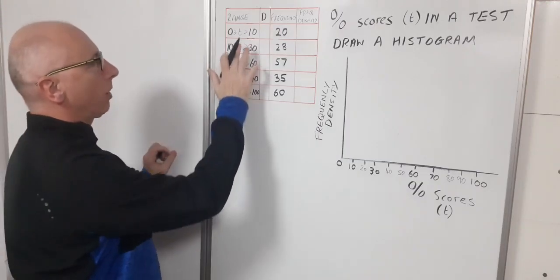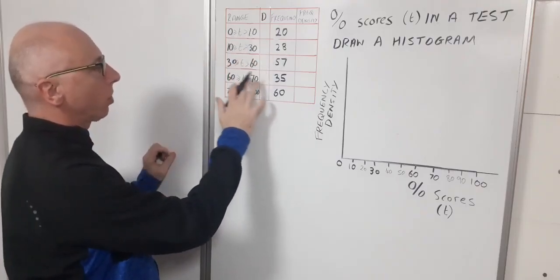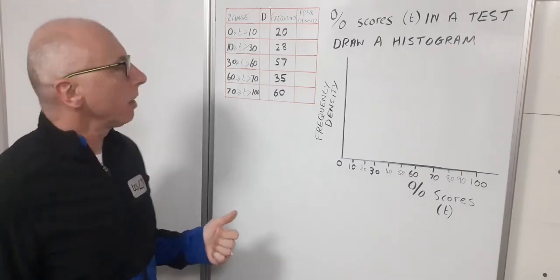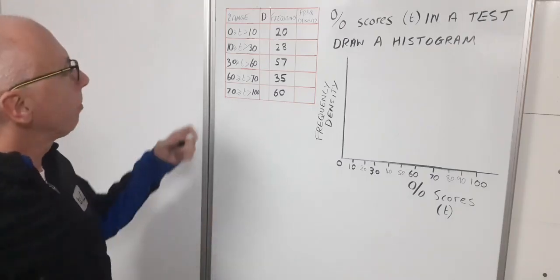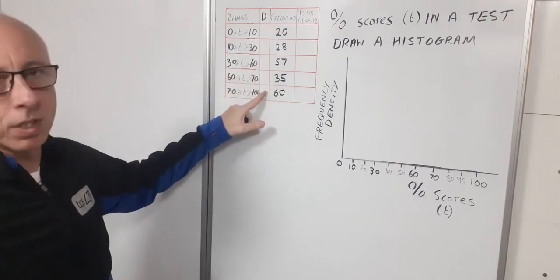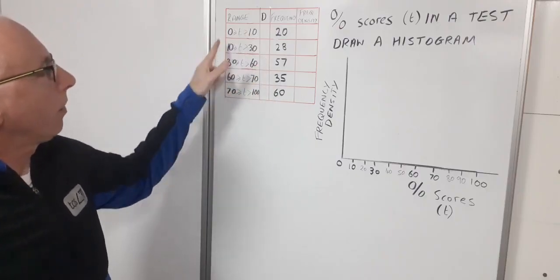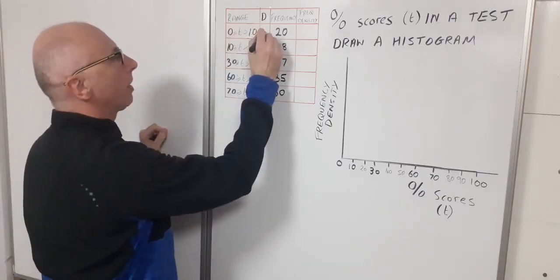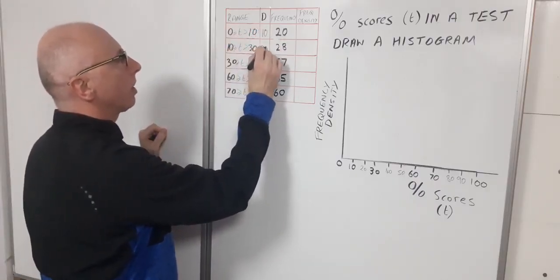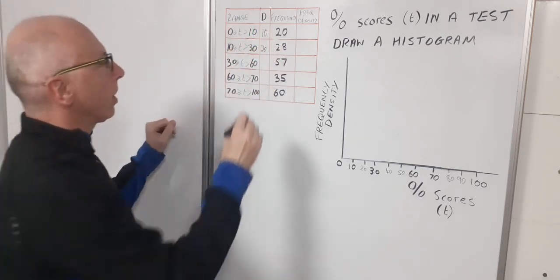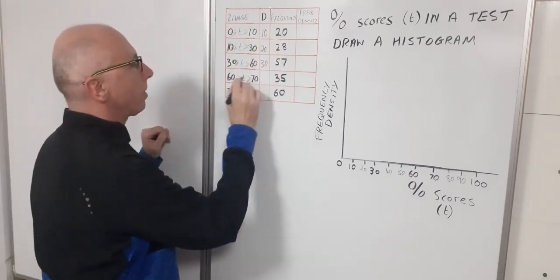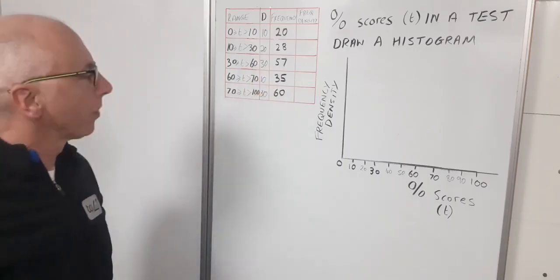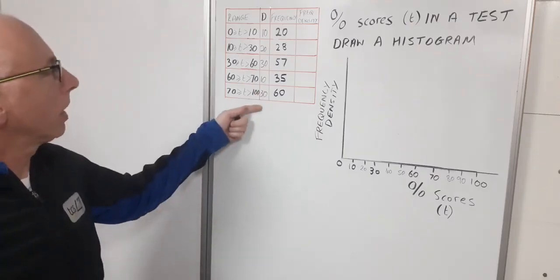Okay, now you'll notice the ranges of the different scores vary a little bit. So when doing our frequency density values for the histogram, first of all, I've got this little column here called D for the depth of each one of these lines. So this one 0 to 10 is 10, 10 to 30 is 20, 30 to 60 is 30, 60 to 70 is 10, and 70 to 100 is 30. So that's the first thing we need.